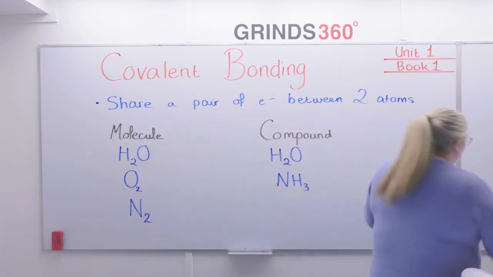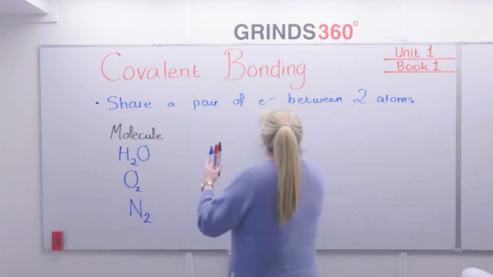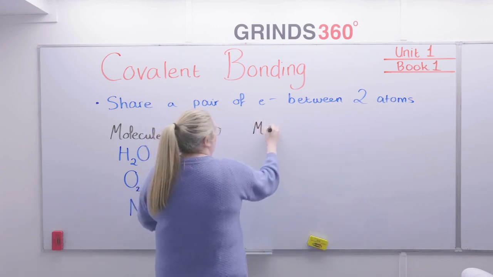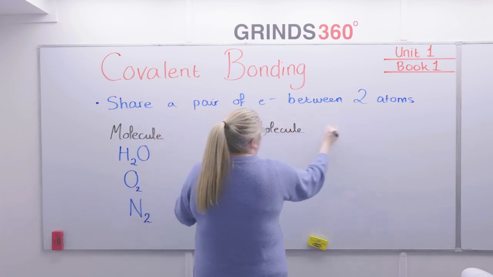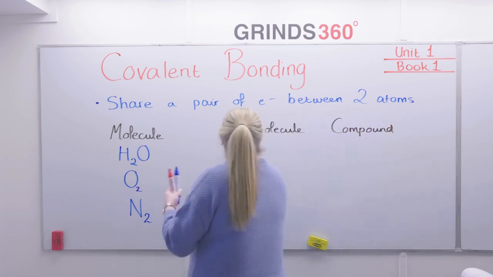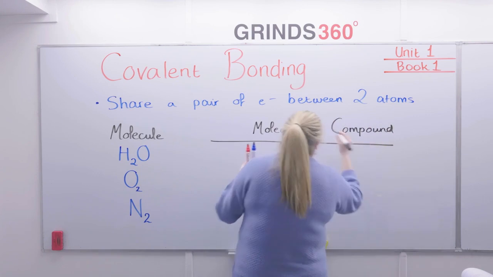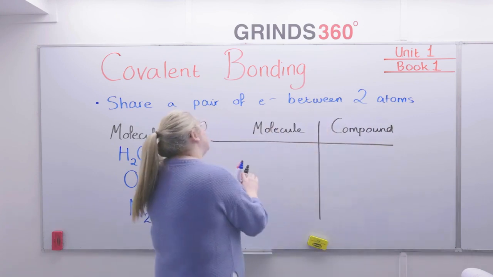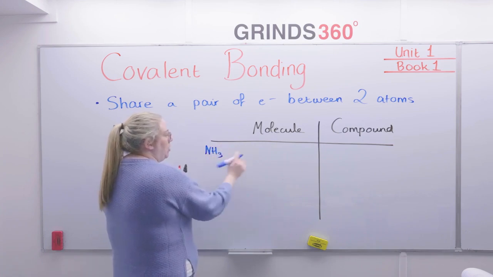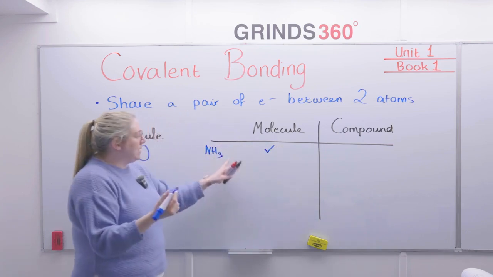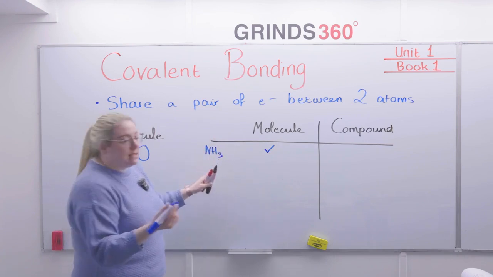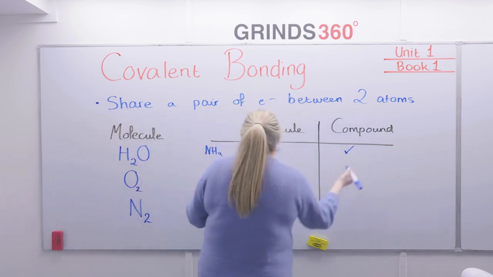So just to reiterate that, I'm going to get rid of this and we're going to do a little bit of a pop quiz, we'll put it that way. Okay. So for my first one, if I was to give you NH3, ammonia. Ammonia is a molecule. Your atoms are covalently bonded together, but it also has two elements that are chemically combined. So therefore it is a compound.